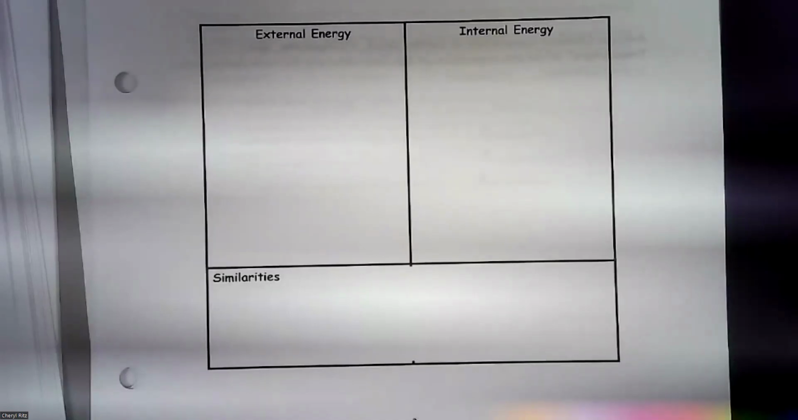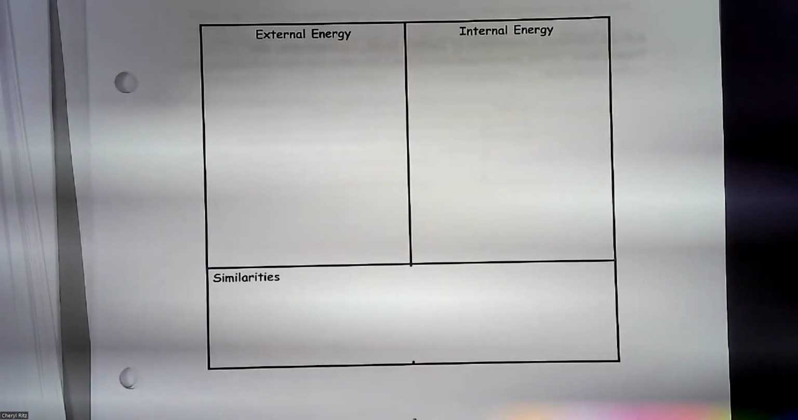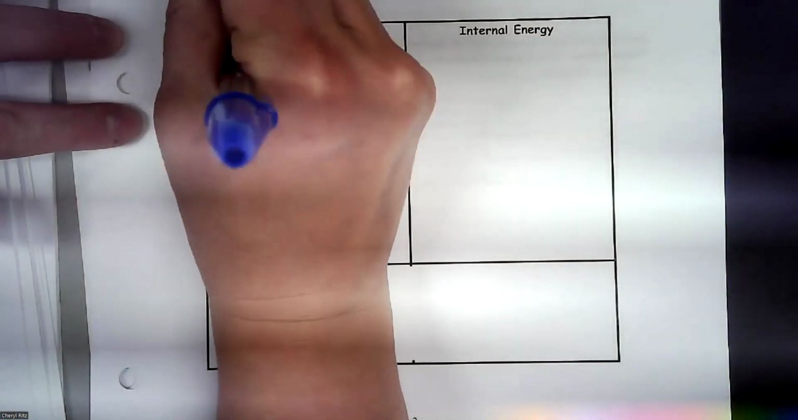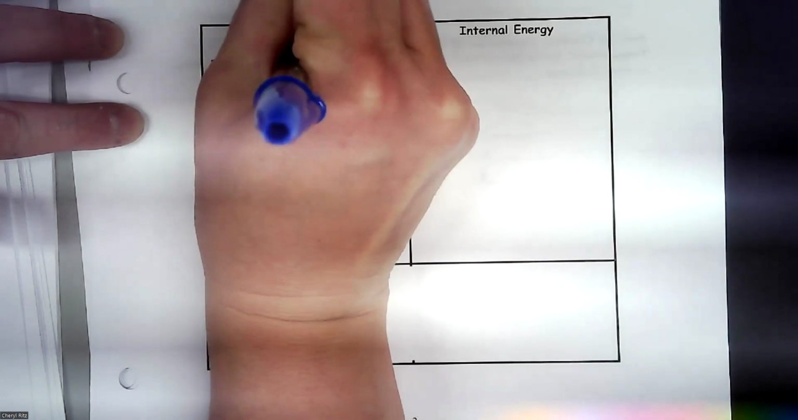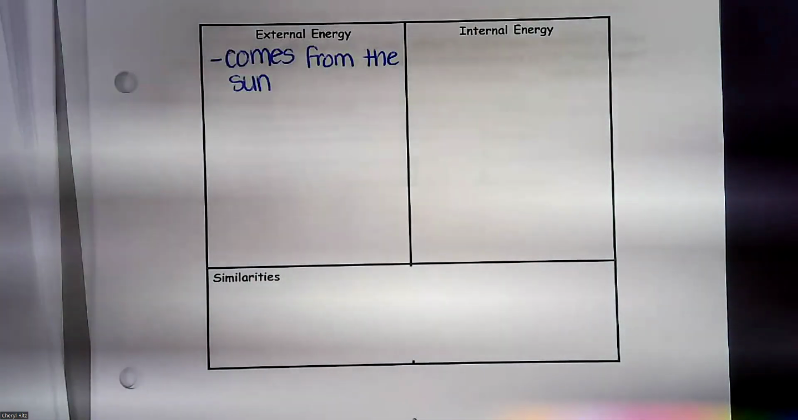So let's hear some of these similarities and differences you have for internal and external energy. Do we want to start with similarities or differences? Alex, give me a major difference, please. External energy comes from the sun. Perfect. Make sure you have that in the external side. Don't accidentally just switch your sides. How about internal energy? Where's that one from?